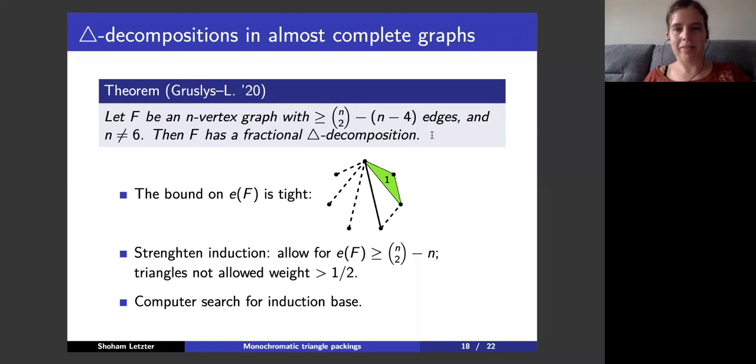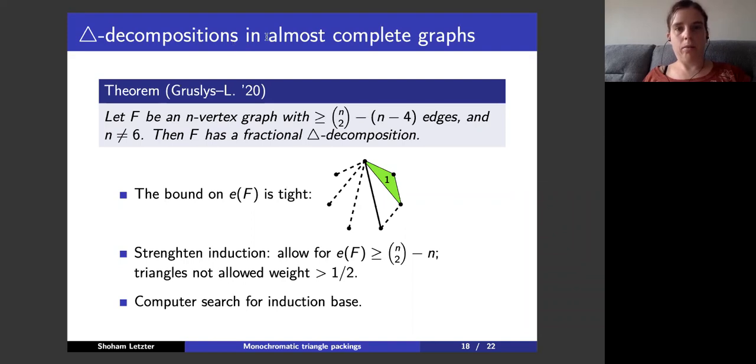And what's also a bit annoying about this is that if you're allowed to take n large enough, then this would follow quite easily from existing results about fractional triangle decompositions in graphs with large minimum degree. So somehow we really needed to prove this because we need n to be quite small, but for larger n, this should be provable using existing tools.